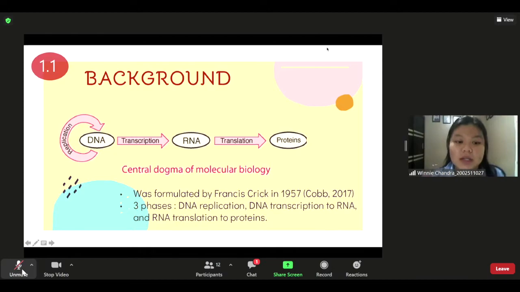My name is Winnie Chandra, and I'm going to explain the background. The central dogma of molecular biology was formulated by Francis Crick in 1957, and it is called the central dogma because it started with the sequences of amino acids that create the proteins and are encoded in DNA. It is divided into three phases, which are DNA replication, DNA transcription to RNA, and RNA translation to proteins.